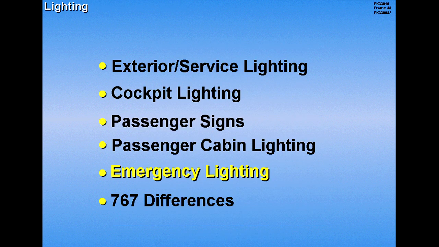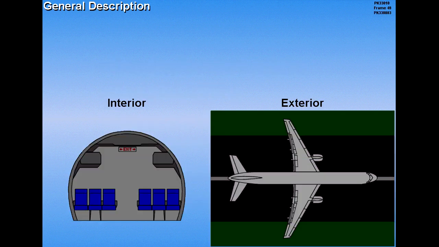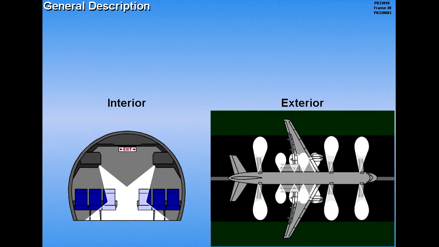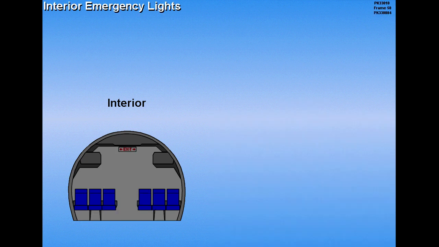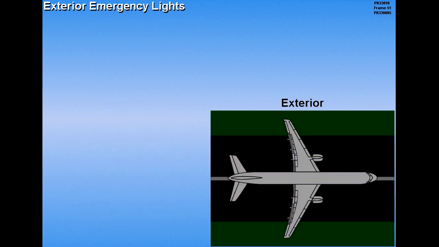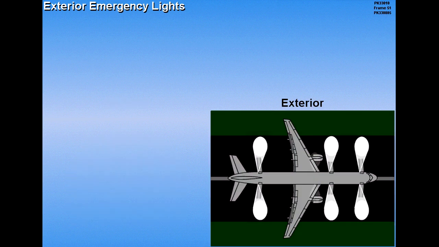Now let's look at emergency lighting. The emergency light system consists of interior and exterior lights to aid in evacuation at night. The interior emergency lights illuminate all aisles and emergency exit locations. Exterior emergency lighting is provided at the doors, overwing exits, and flap areas.